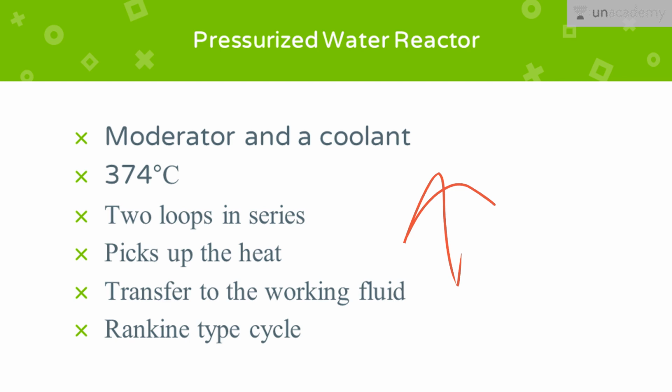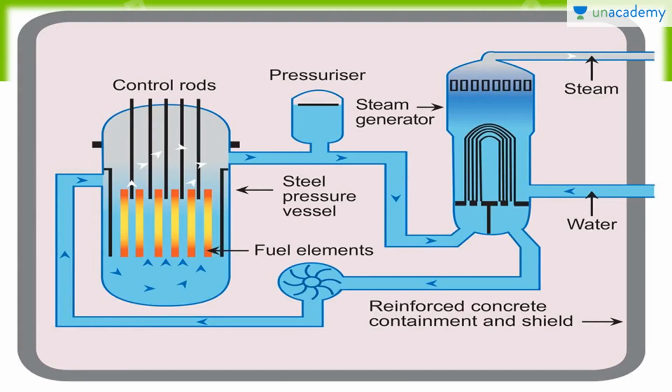A PWR power plant, or pressurized water reactor power plant, is composed of two loops in series: the coolant loop, called the primary loop, and the steam or working fluid loop. The coolant loop picks up the heat in the reactor and transfers it to the working fluid in the steam generator. The steam is then used in a Rankine type cycle to produce electricity.